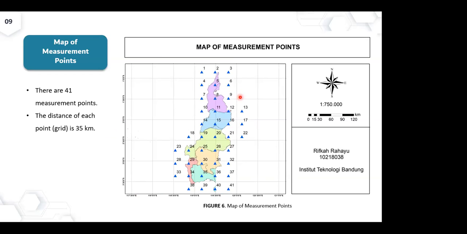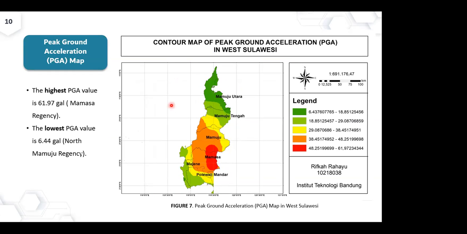Okay, after determining the measurement point, the largest PGA value is determined on each grid so that the PGA contour map is obtained. And this is the picture of the contour map of peak ground acceleration or PGA in West Sulawesi using the Esteva method, where the PGA values are classified into 5 classes, which are marked with dark green, light green, yellow, orange, and red colors as seen in the map on this slide.